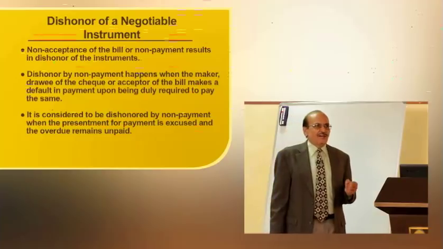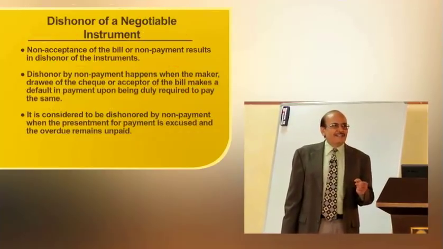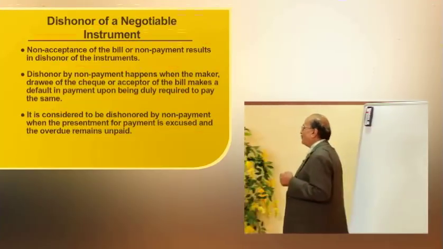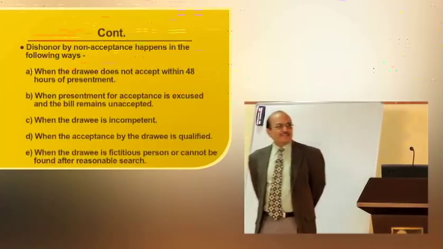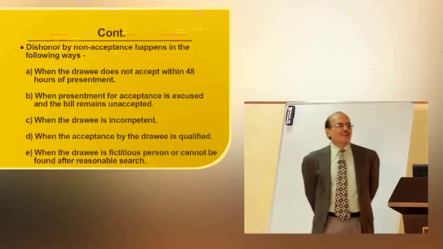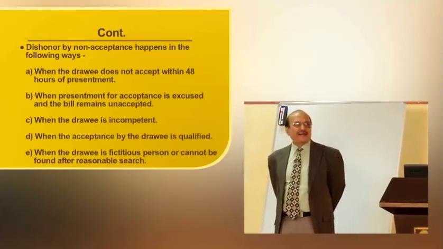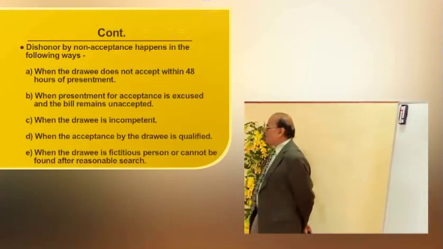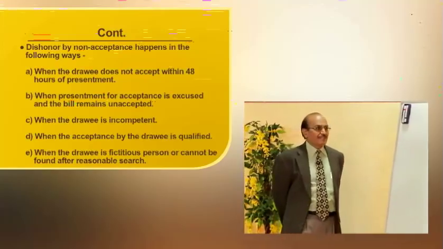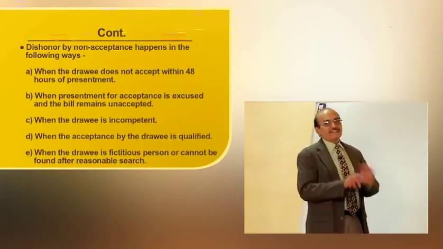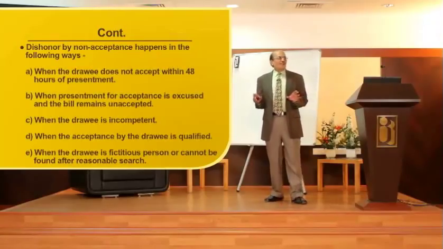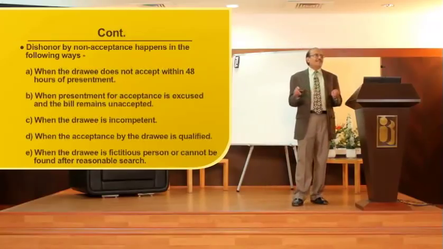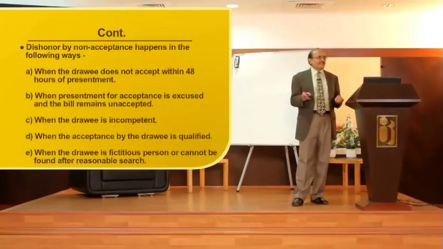It is considered to be dishonored by non-payment when the presentment for payment is excused and the overdue amount remains unpaid. Dishonor by non-acceptance happens in the following ways. Number one, when the drawee does not accept within 48 hours of the presentment. Number two, when the presentment for acceptance is excused and the bill remains unaccepted. Number three, when the drawee is incompetent. Number four, when the acceptance by the drawee is qualified. Number five, when the drawee is a fictitious person or cannot be found after reasonable search.